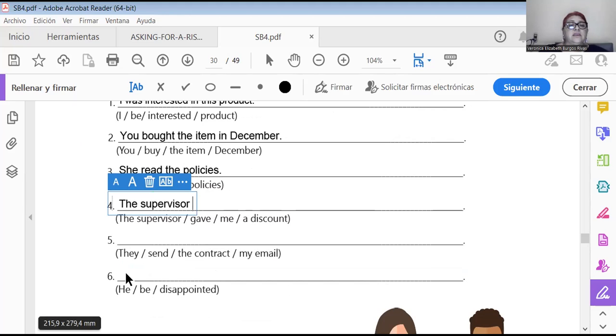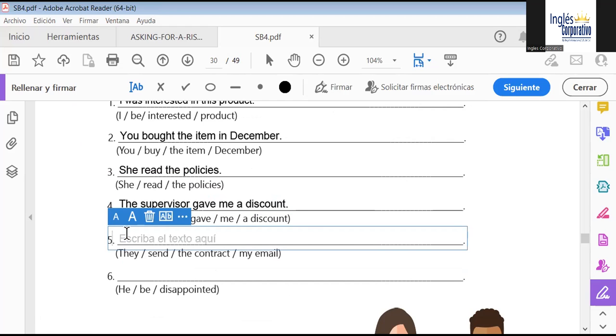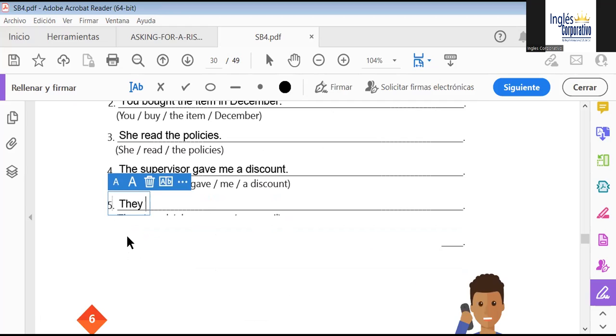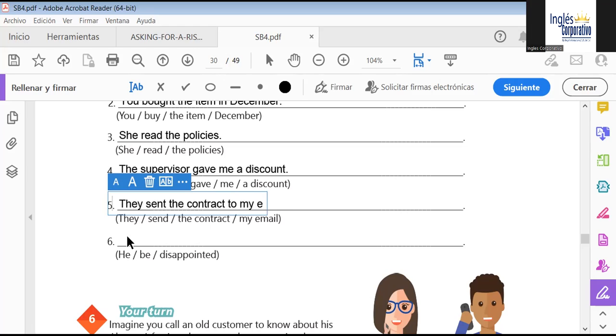The supervisor, it's already in past. A discount, so it's in past already. Yes, están en pasado. They sent the contract to my email. Okay.